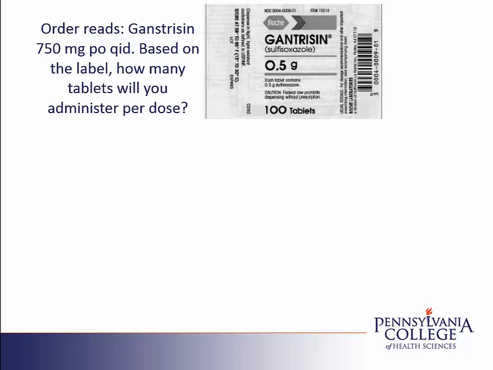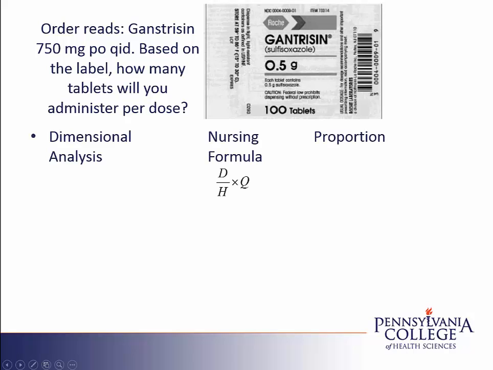We are doing a dosing problem. When we look at the order, it is for 750 milligrams orally 4 times a day. We're asked to use a label, and we're asked how many tablets we will administer per dose. Dosing problems can be done using one of 3 methods. No matter which method we use, we need to identify what is ordered and what is available.